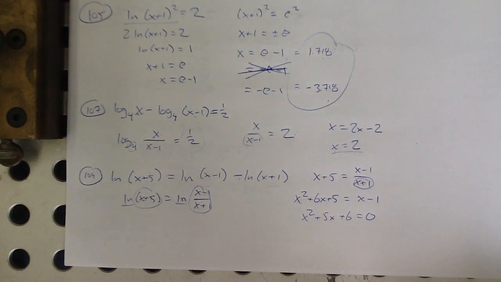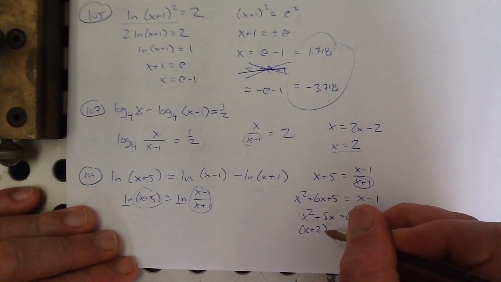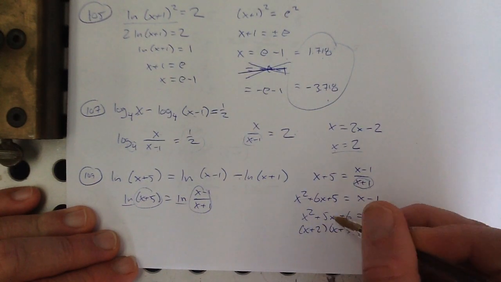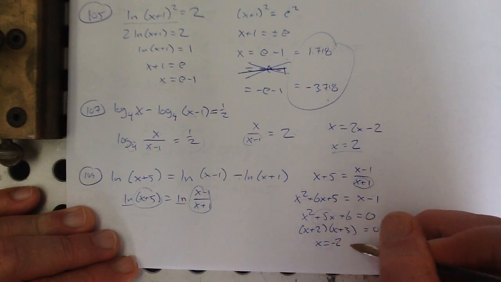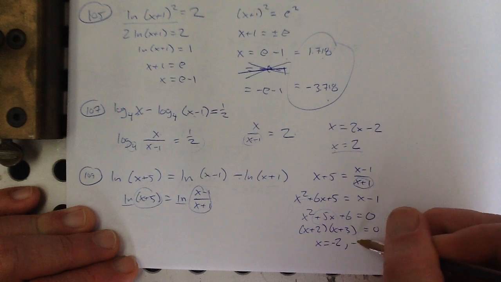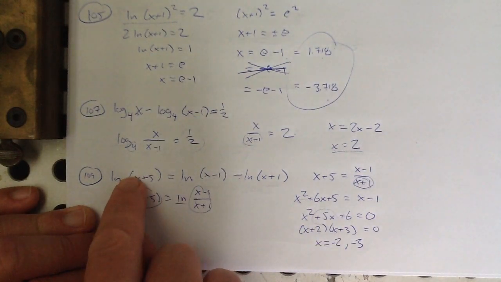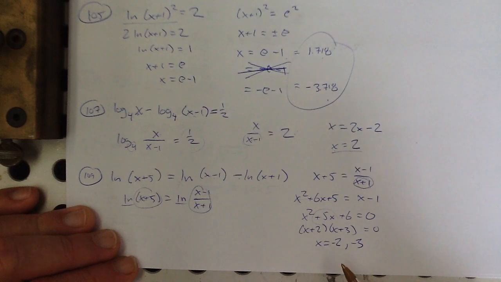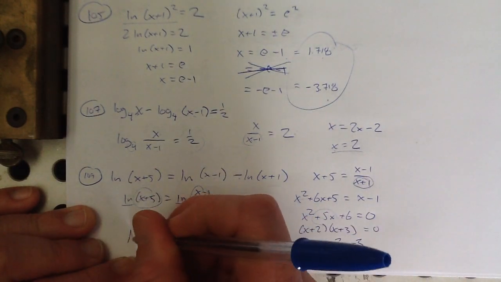And that does factor, doesn't it? So that's x plus 2 and x plus 3. Because 2 times 3 gives me the 6, and that combines to give me the right middle term. So x equals -2, and x equals -3. But I can't take the logarithm of a negative number. So any solutions that give me negatives inside the logarithms are bogus, and I think it looks like both of them do. So I think we got a no solution situation.